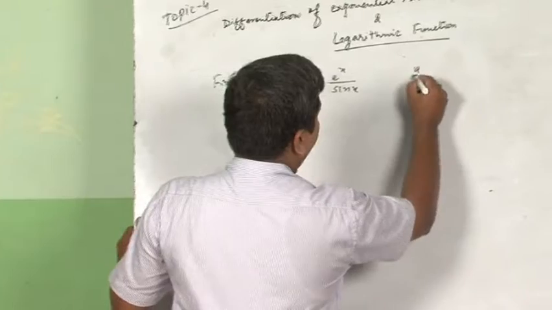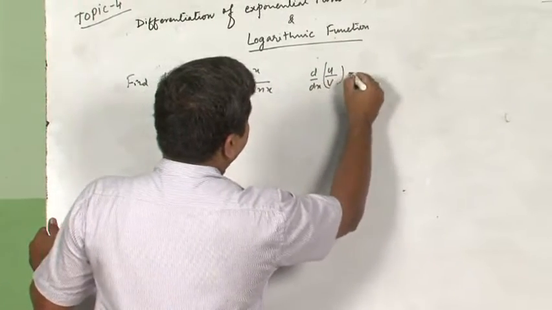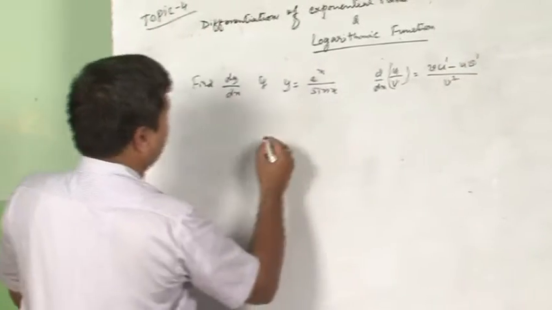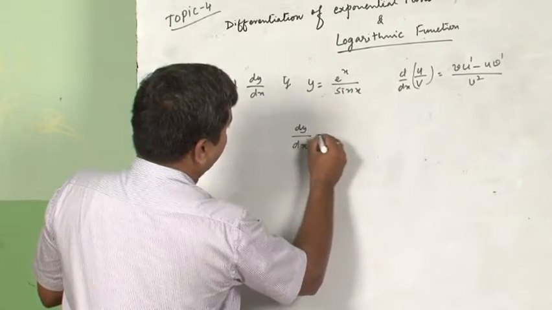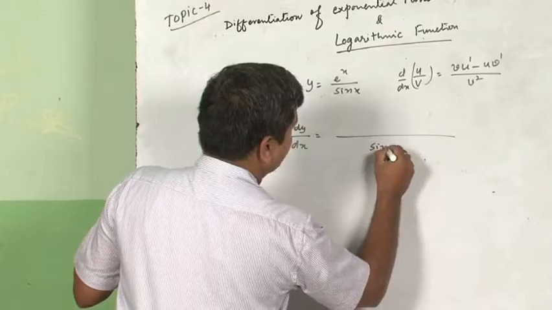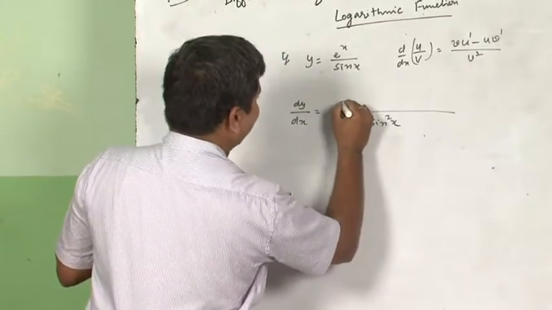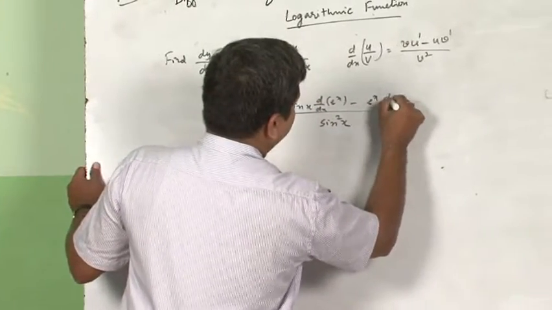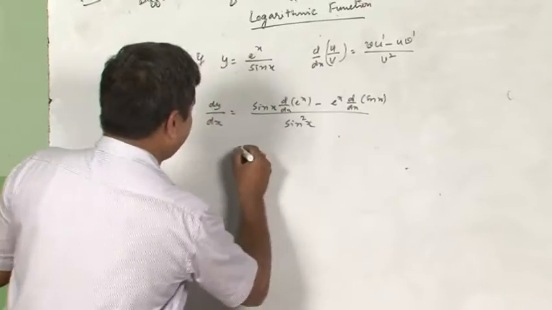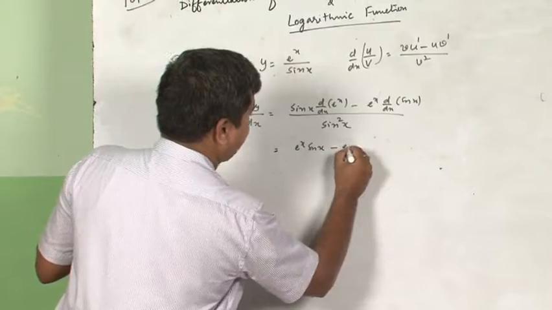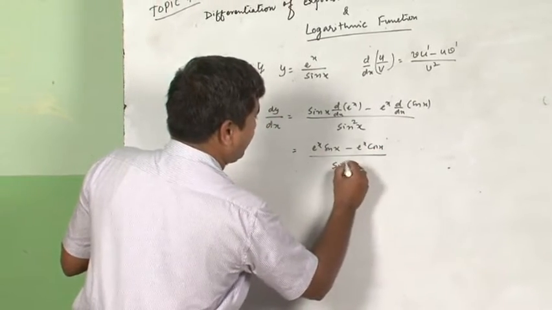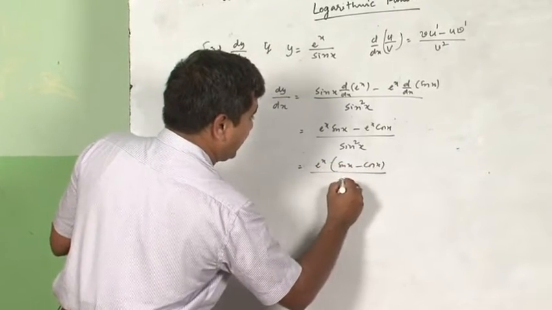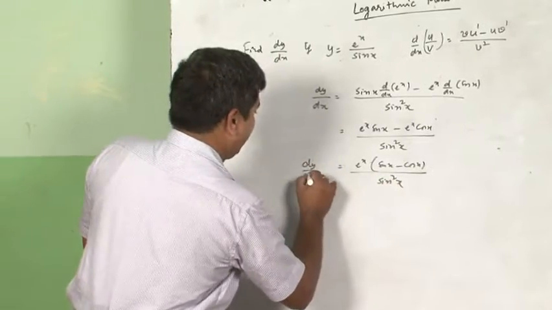It is in the form of u by v. The differentiation of u by v rule is equal to v u dash minus u v dash upon v square. So, using this rule, dy by dx is equal to the v square, that is sin square x, into v u dash, that is v is sin x, differentiating e power x, minus e power x differentiating sin x. Resulting in e power x sin x minus e power x cos x upon sin square x, that is e power x common factor sin x minus cos x upon sin square x. This is your dy by dx.